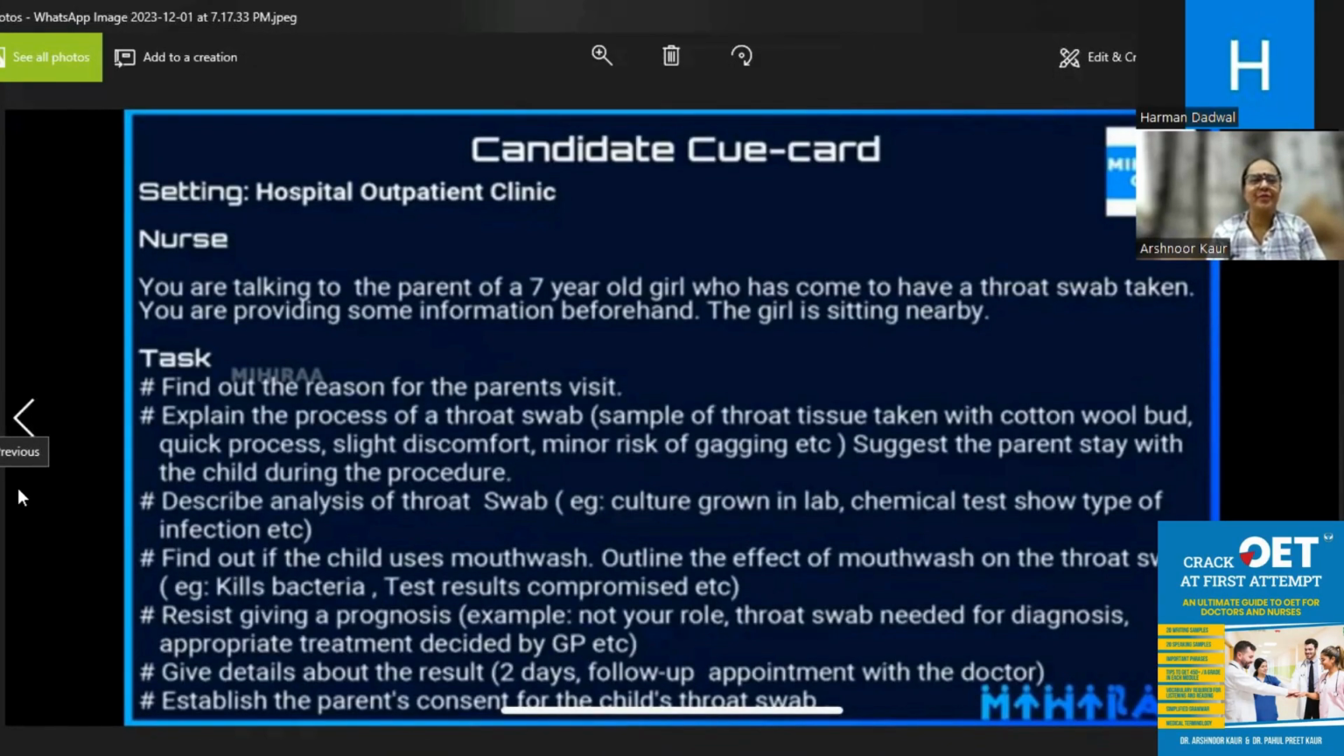Arshnoor's OET Institute. In the series of the role plays of OET, today's topic is for nurses, and the setting is hospital outpatient clinic.